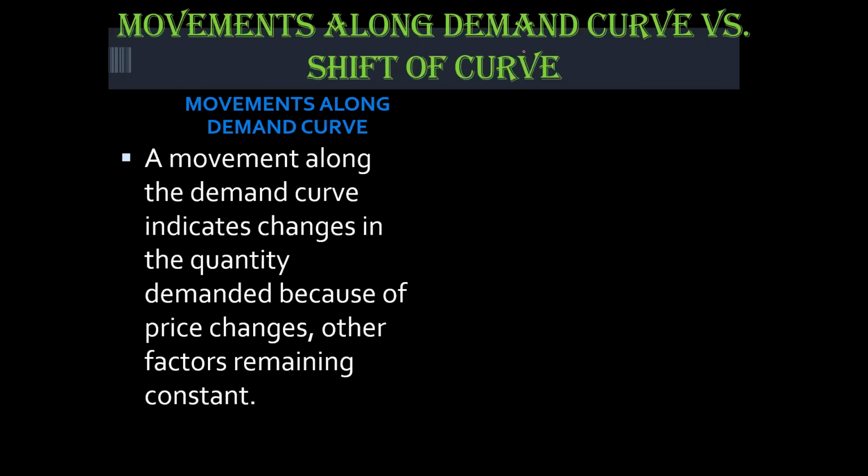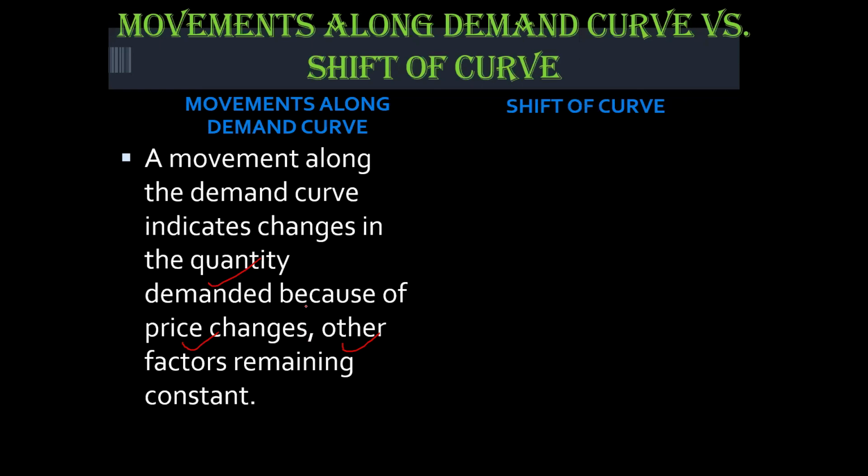Movement along the same demand curve and shift of demand curve. Let us compare it. When there is movement along the same demand curve, it is because of change in the price. There is change in quantity demanded because of change in price. Other factors remain the same.